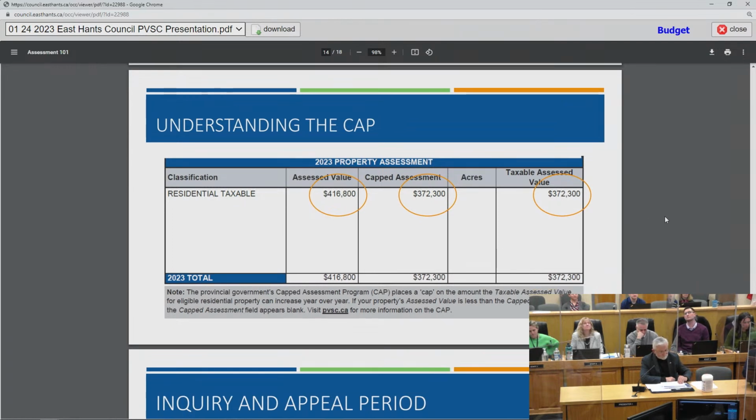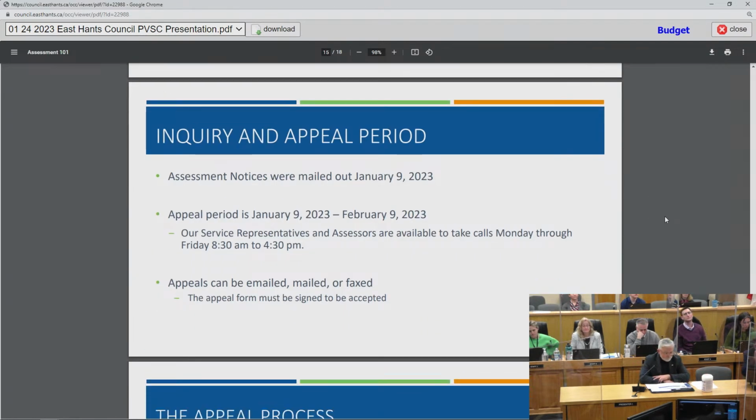So I'm just going to move to the next slide. I wanted to talk a little bit about the inquiry and appeal period. It's of some relevance as we are currently within it. We're about halfway through right now.